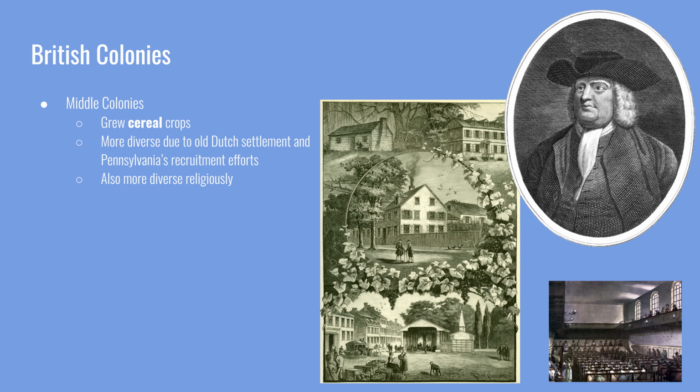The Middle colonies, which included New Jersey, New York, and Pennsylvania, were also heavily focused on agriculture, but they were planting mostly cereal crops. Therefore, they became known as the breadbasket of the 13 colonies, because they were really growing the most amount of food.